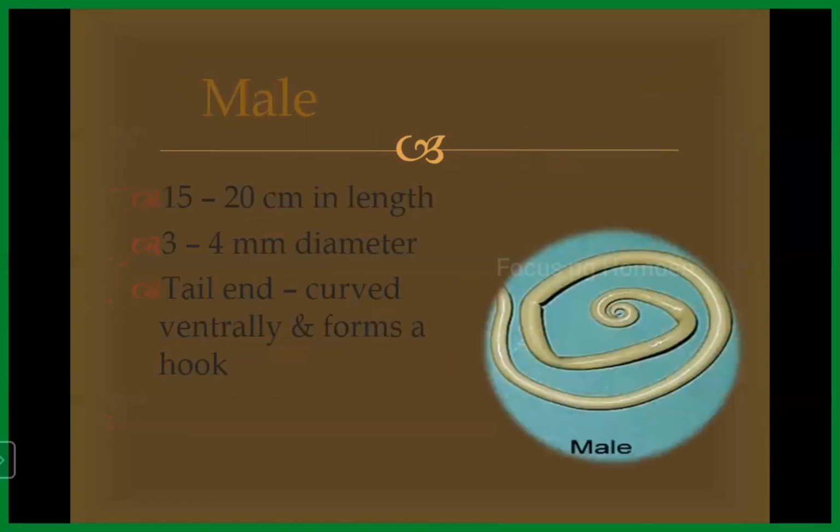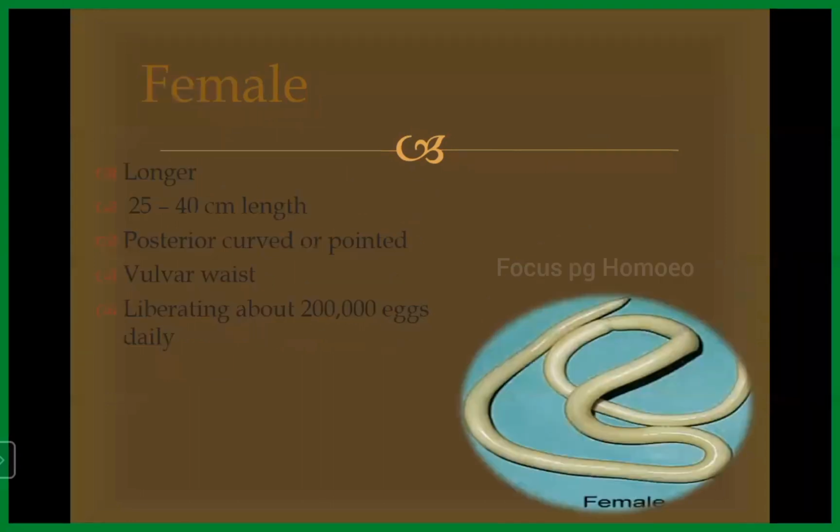Morphology of the male worm: it is about 15 to 20 centimeters in length and 3 to 4 millimeters in diameter. In the male worm, the tail end is curved ventrally and forms a hook. The female worm is longer than the male. It measures about 25 to 40 centimeters in length.